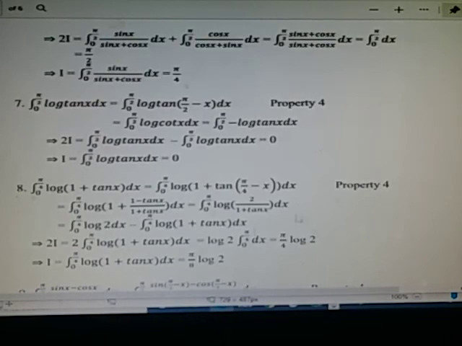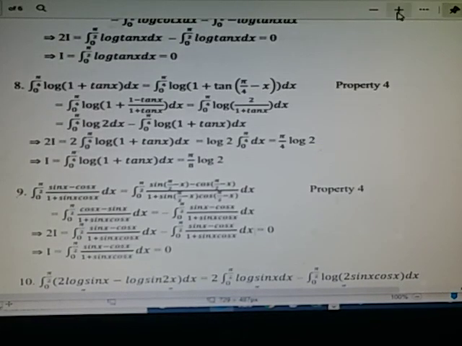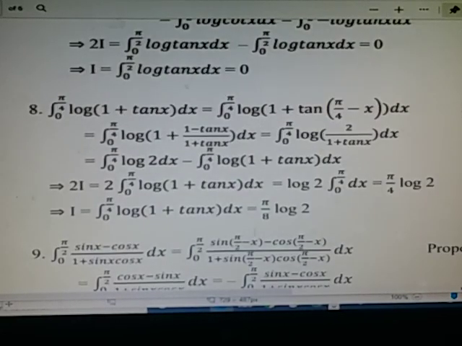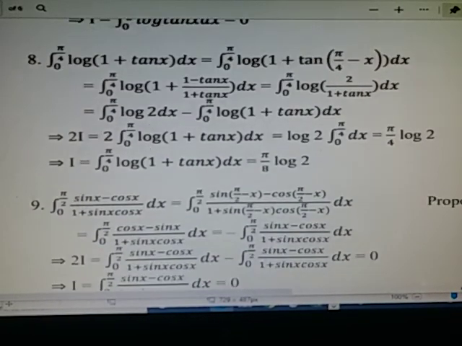And number 8 is also the same procedure. Here there is some calculation, with 1 minus cot x. You can try it. We'll discuss it in the next video. We'll do it later. So for today, this much is done. Thank you.